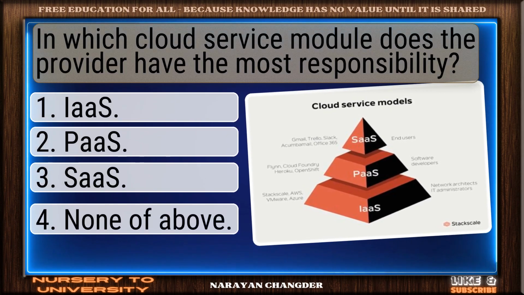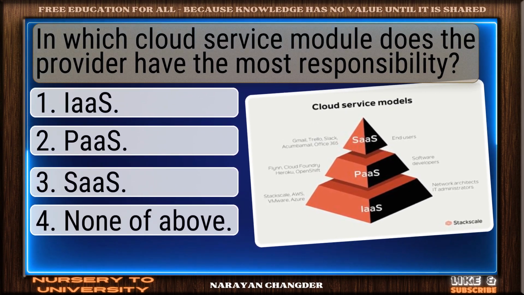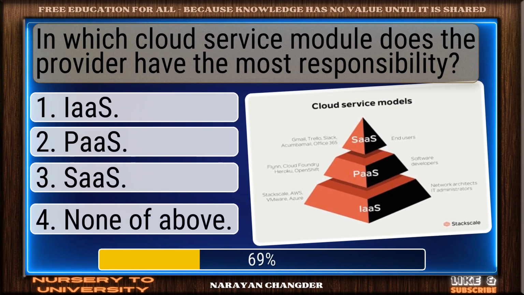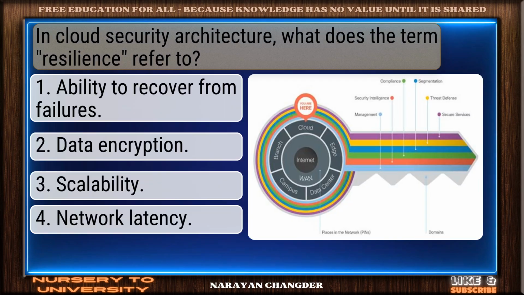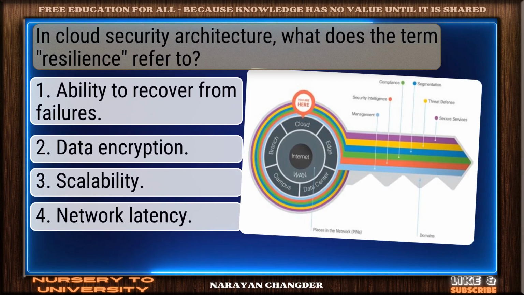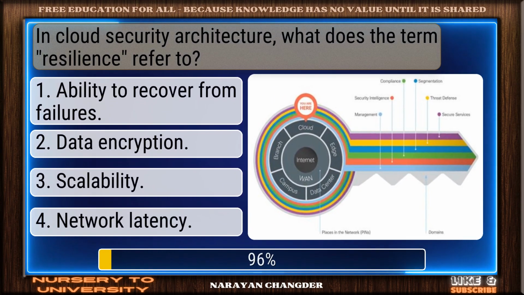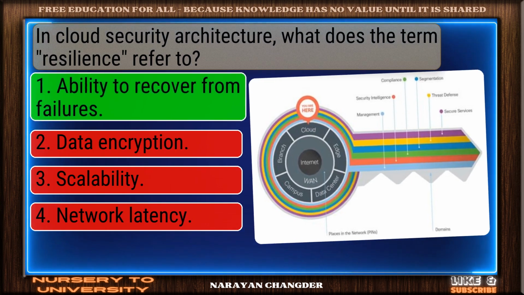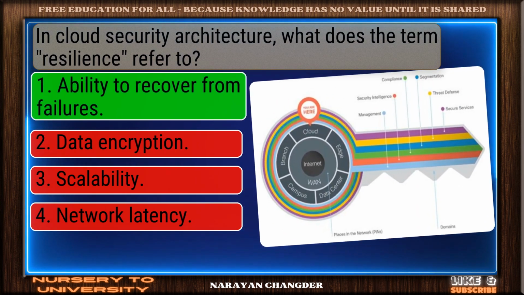Question number 46. In which cloud service model does the provider have the most responsibility? Sharp thinking. SaaS is the right choice. Question number 47. In cloud security architecture, what does the term resilience refer to? Correct. Ability to recover from failures is the right answer.